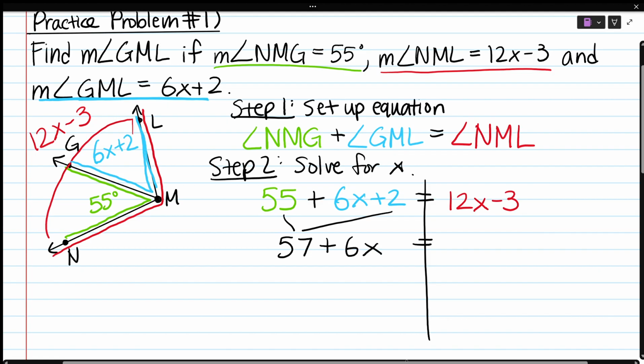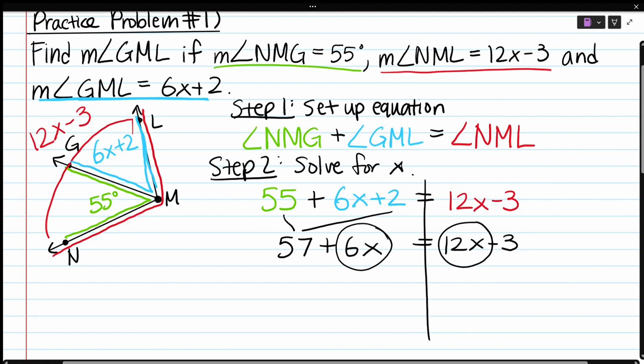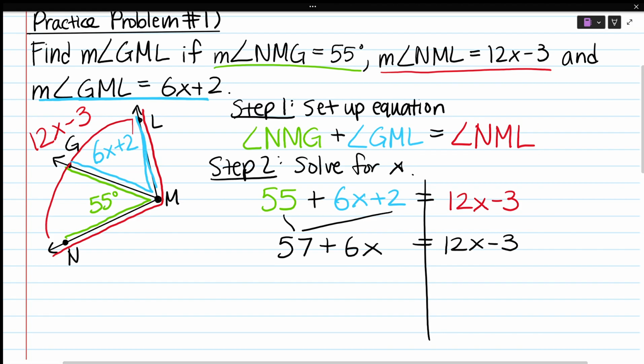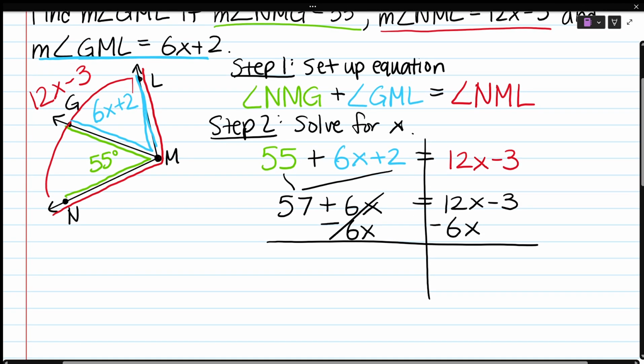And I'm bringing everything else down. Okay. Now I'm looking at this problem. 57 plus 6x equals 12x minus 3. We have x's on both sides of the equation. Let's bring one over to the other side. Let's take away 6x here. We gotta work backwards. So minus 6x, and then also minus 6x on the other side, right? Boom, cancel out. 57 equals 6x minus 3.